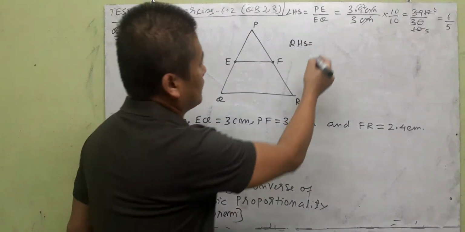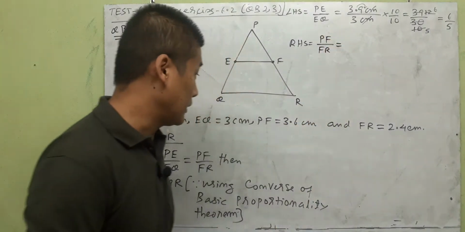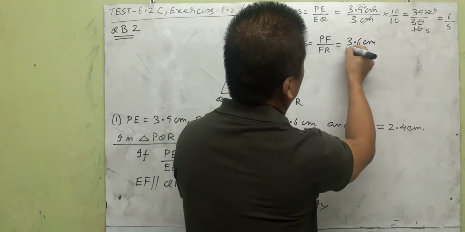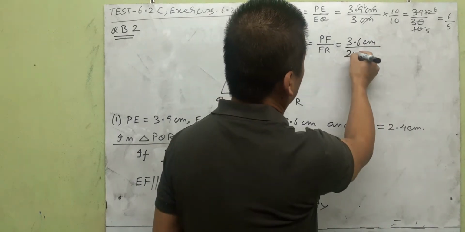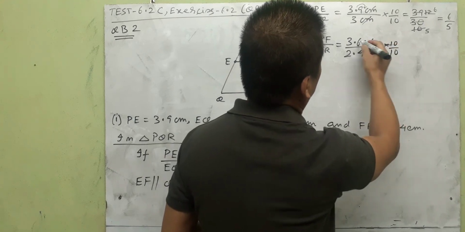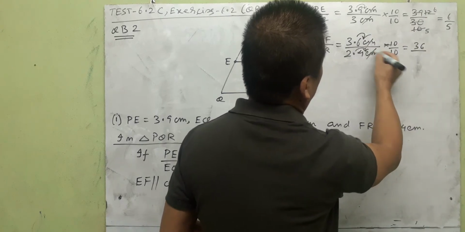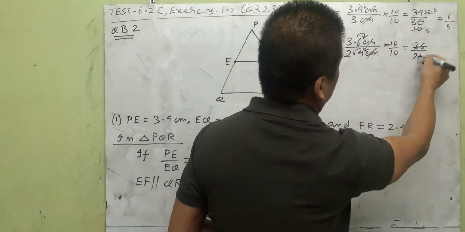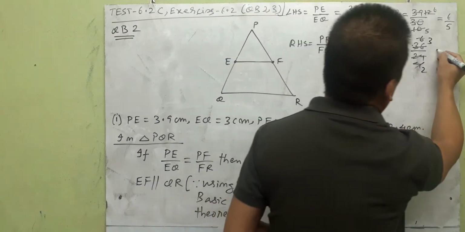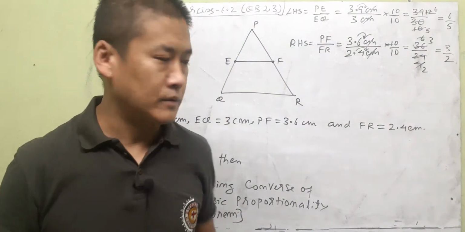PF by FR. So we'll do this one slowly, and the next one we can do faster. PF by FR. And here you can see PF is 3.6, so write 3.6 centimeter by FR here, 2.4 centimeter. So these two cancel. Then you multiply by 10 again to remove this decimal, the decimal moves right because of the 0, 36 by 24. Then cancel. 6 4s are 24, 6 6s are 36. So 3 is divided by 2 when you cancel to the lowest possible, no more cancellation possible.